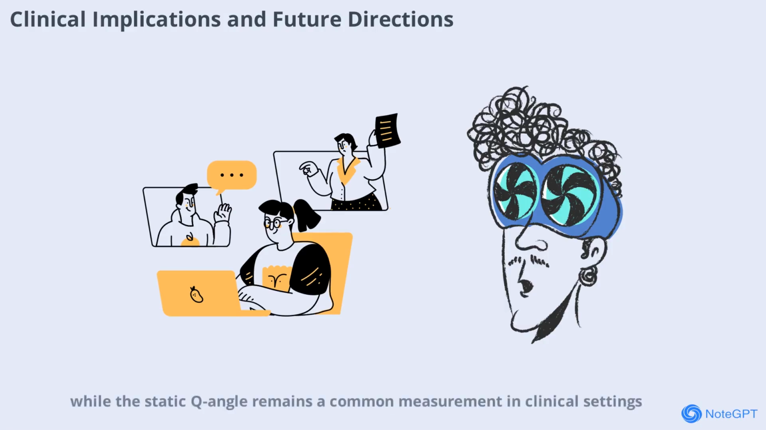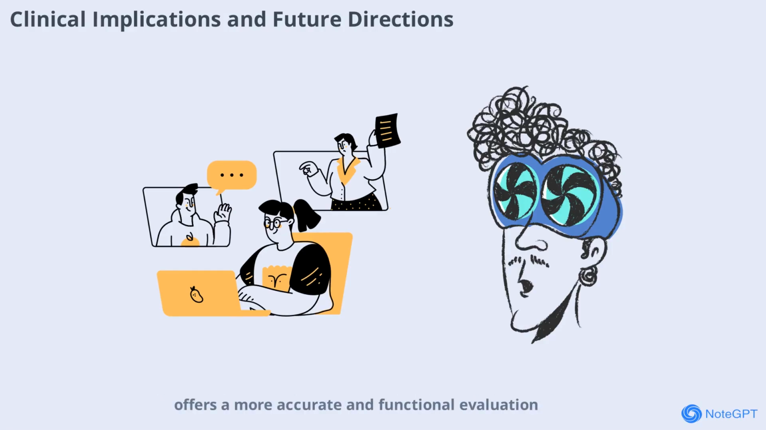Summary: while the static Q angle remains a common measurement in clinical settings, its limitations have become increasingly apparent. It does not reliably predict knee injuries or reflect the true biomechanics of the lower limb during activity. The dynamic Q angle, particularly through the assessment of dynamic knee valgus, offers a more accurate and functional evaluation of knee alignment and risk factors for injury.